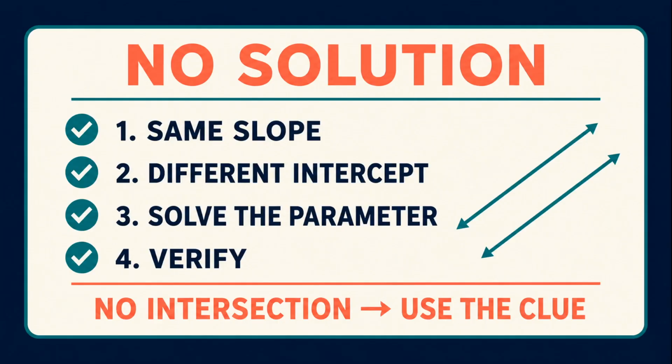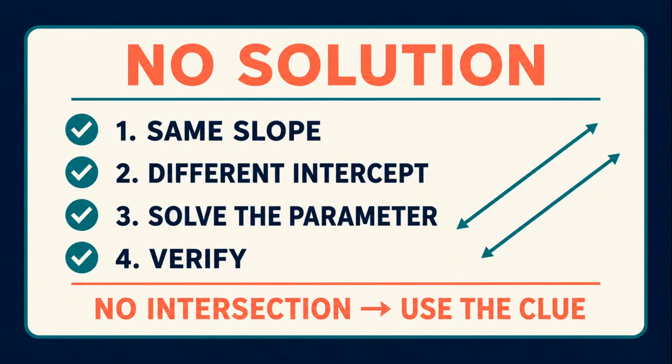First, translate the words. No solution means no intersection. Second, make the directions match. Set the slopes, or the x and y coefficient ratios, equal. Third, solve for the hidden parameter. Fourth, check the constants. Same slope with a different intercept is no solution. Same slope with the same intercept is infinitely many solutions.